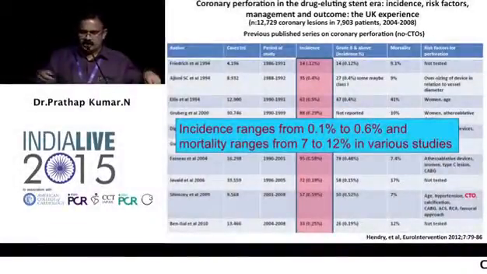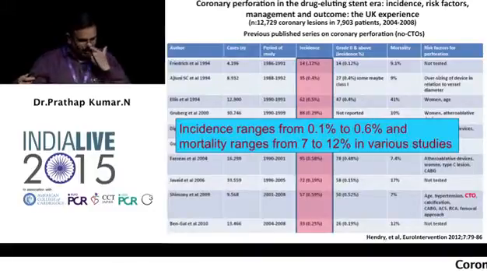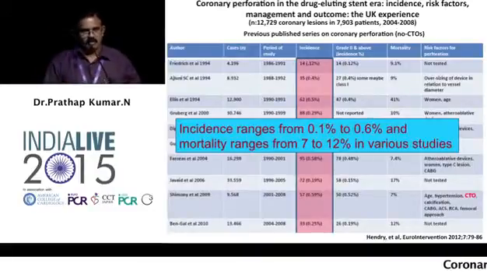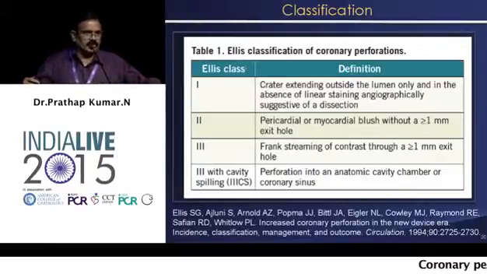Coronary perforation is actually, the incidence is not small. It ranges from 0.1 to 0.6%, and the mortality ranges from 7 to 12% in various studies. Classifications are type 1, 2, 3, and 3C.